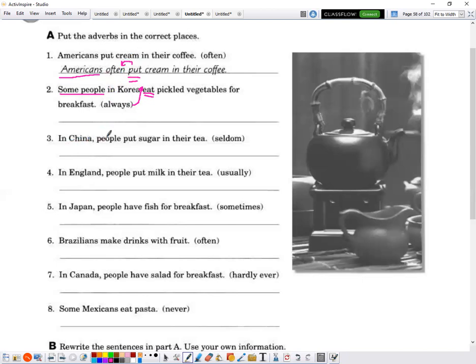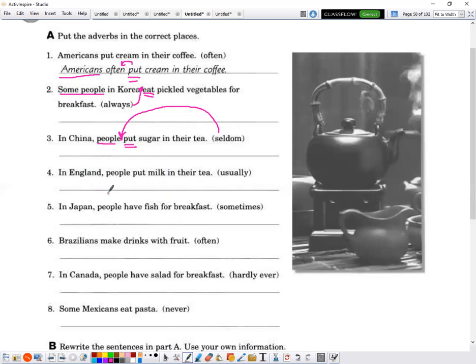Next. In China, people put sugar in their tea. What's the subject? People. What's the verb? Put. What about seldom? Between. To be more prepared, we say before put. That's better. Okay. In England, people put milk in their tea.